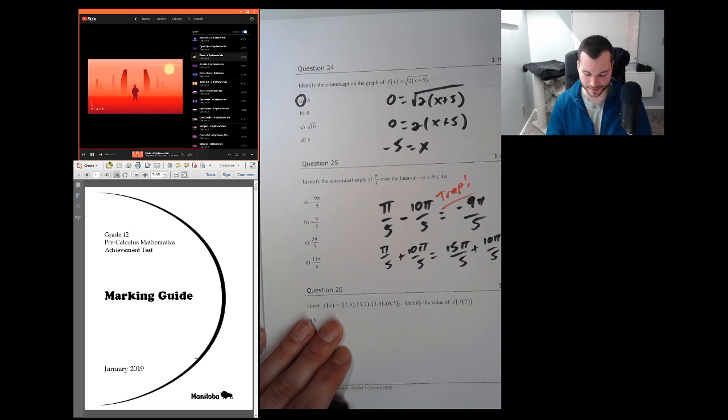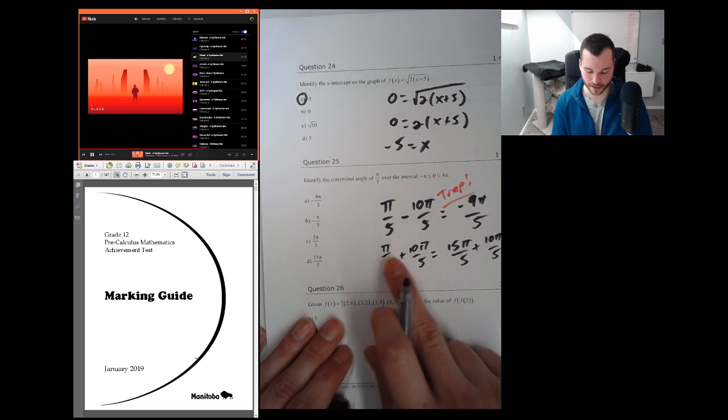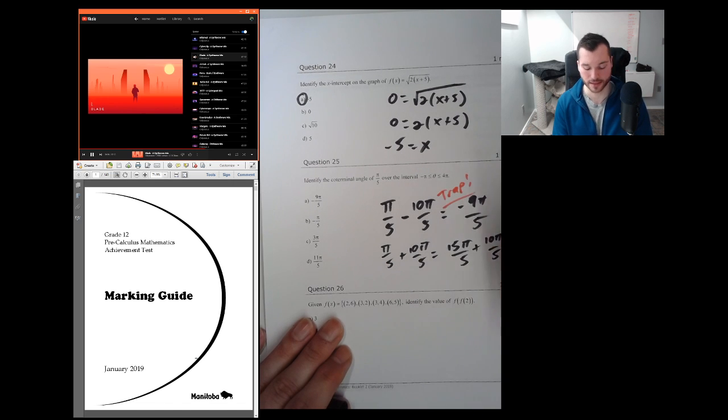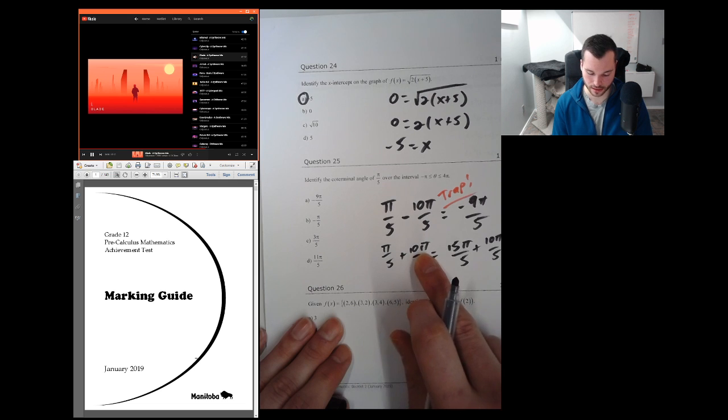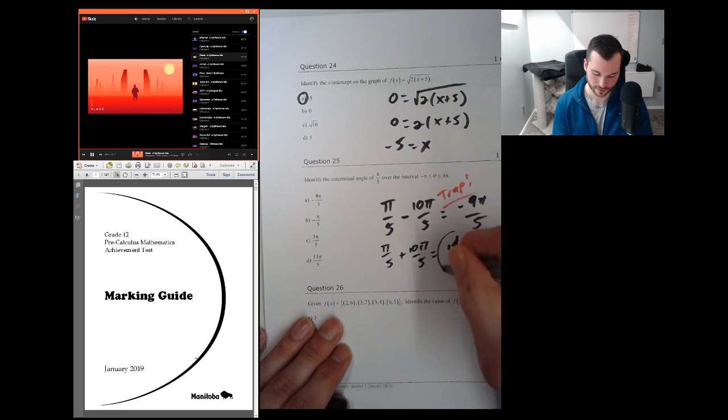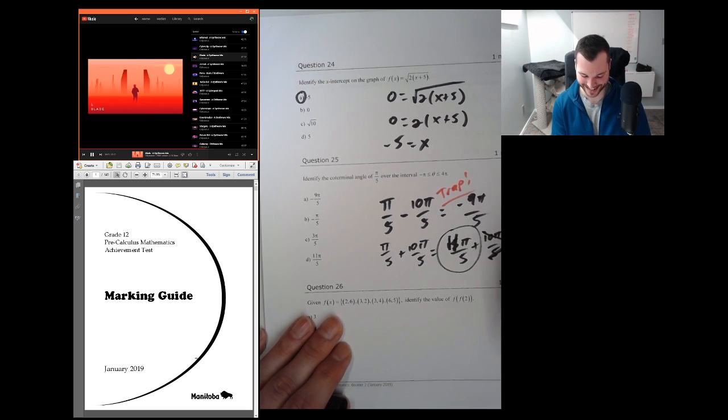Oh, wait, because I'm silly. I said that pi plus 10 pi is equal to 15 pi. It's actually not. Usually in math, we say that pi plus 10 pi is actually 11 pi. There we go. It's D. Okay. Yes. No, thank you.